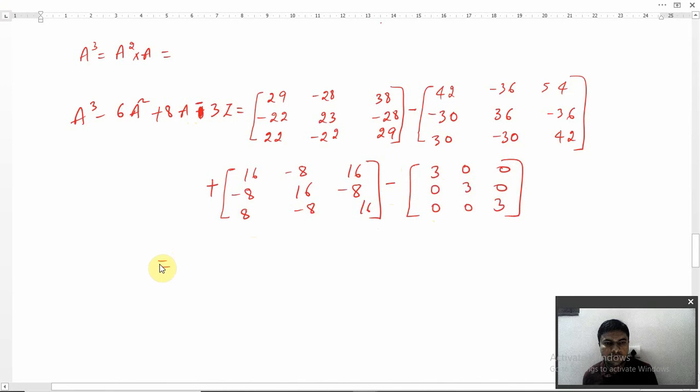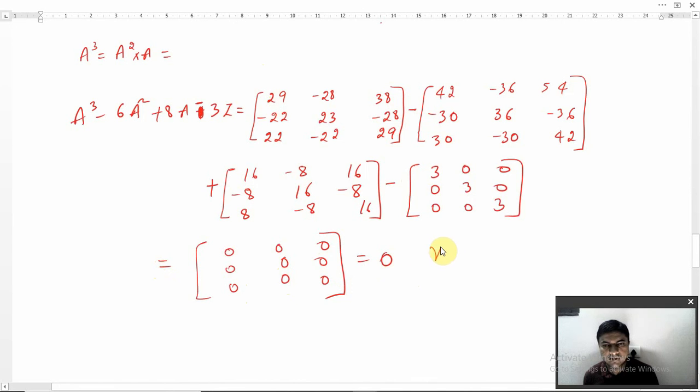Yes students, now you are going to simplify the corresponding elements. Please see what corresponding elements you will get here, students. Directly put it in the calculator, and you will directly get the corresponding elements. Here you can see 29 minus 42 plus 16 and minus 3. So all these values you will get as 0 0 0, and this is 0 0 0. Similarly here we get 0 0 0. Therefore this is equal to 0.